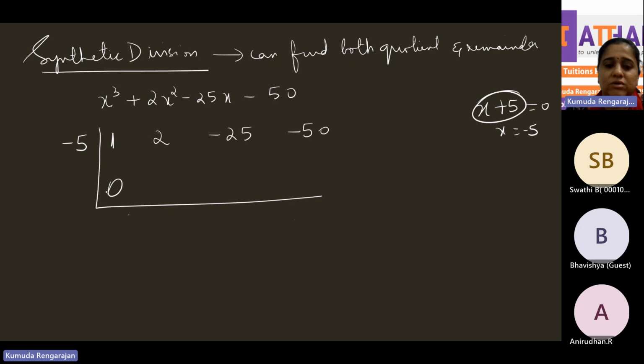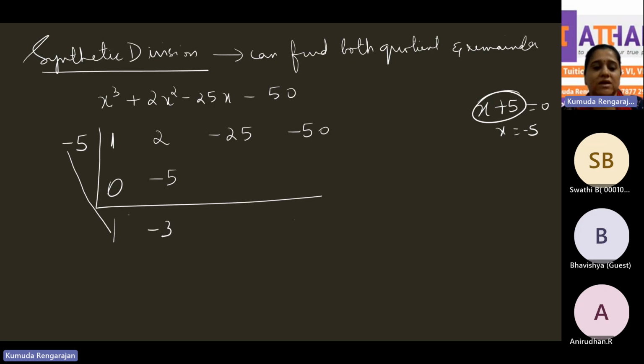1 plus 0. See, you have to find the sum of the numbers there. So 1 and 0 is 1. You're not multiplying. You should add or subtract, whatever the signs say. Now multiply. Minus 5 into 1 is minus 5. 2 and minus 5, now you should find the sum.